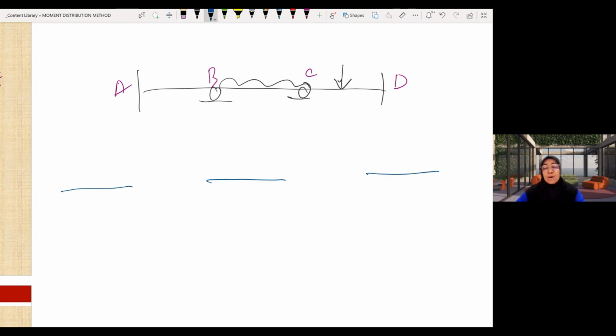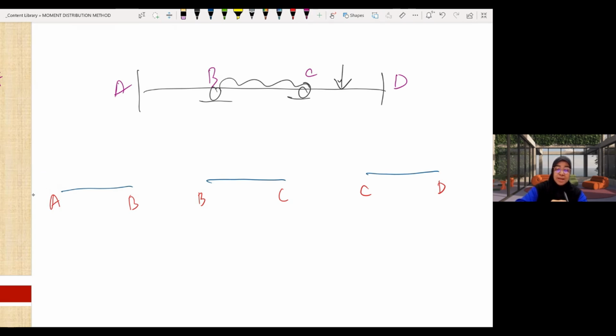1, 2, and 3. This refers to AB, BC, and CD. There are 6 member end moments, 6 distribution factors, which means 6 columns in the table. So there are six.